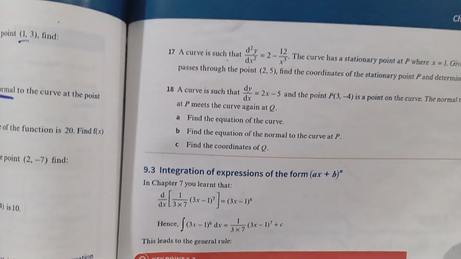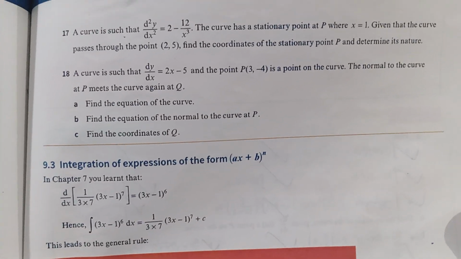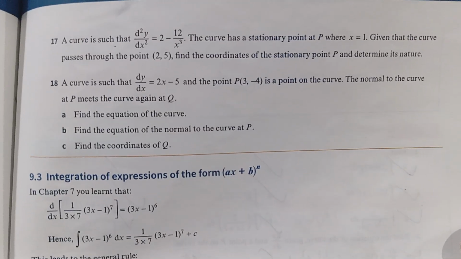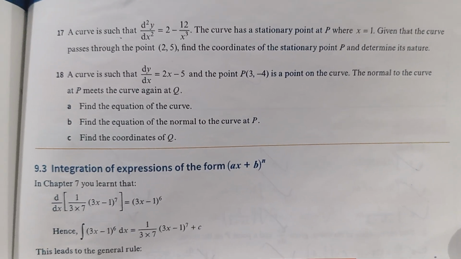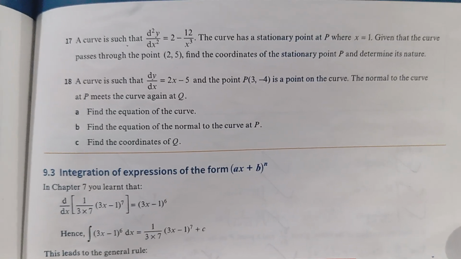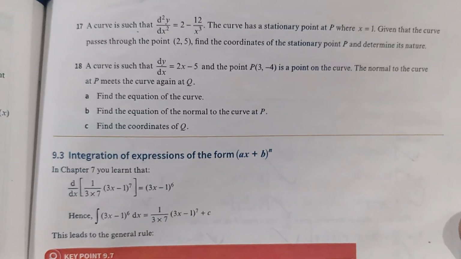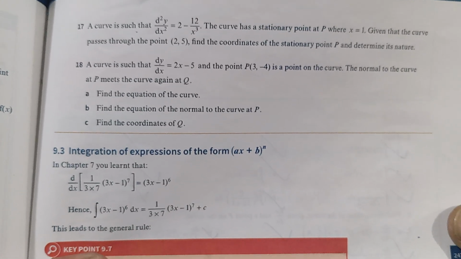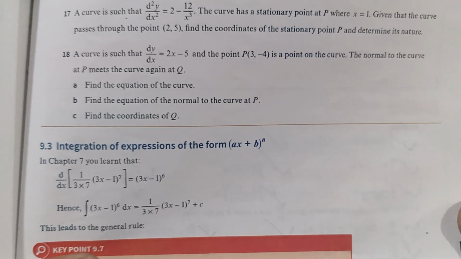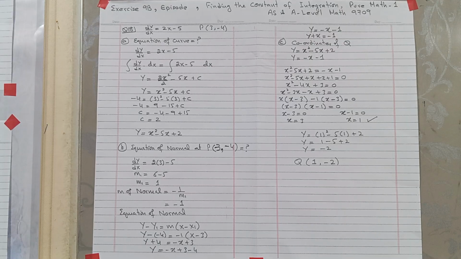So my dear students, question number 18 of exercise 9b is showing up on your screen. It says that a curve is such that dy by dx is equal to 2x minus 5, and the point P, which is 3 comma minus 4, is a point on the curve. The normal to the curve at the point P meets the curve again at Q. Find the equation of the curve, find the equation of the normal to the curve at the point P, and find the coordinates of Q. So this is question number 18. You can note it down. I'm going to show you the solution of this question.